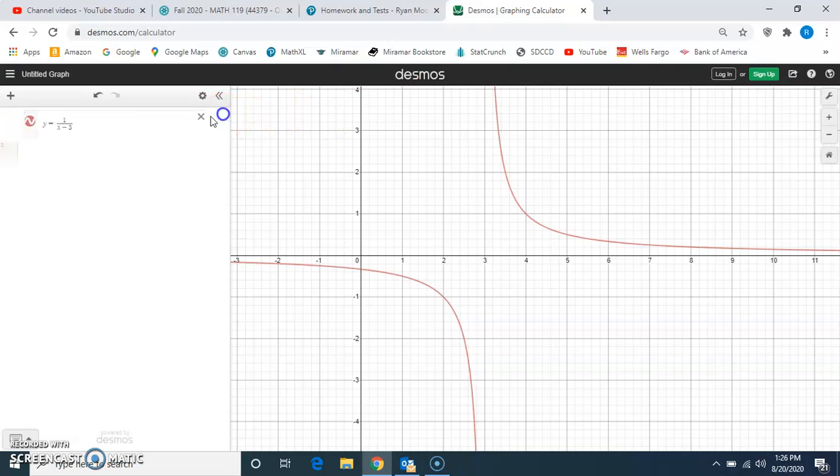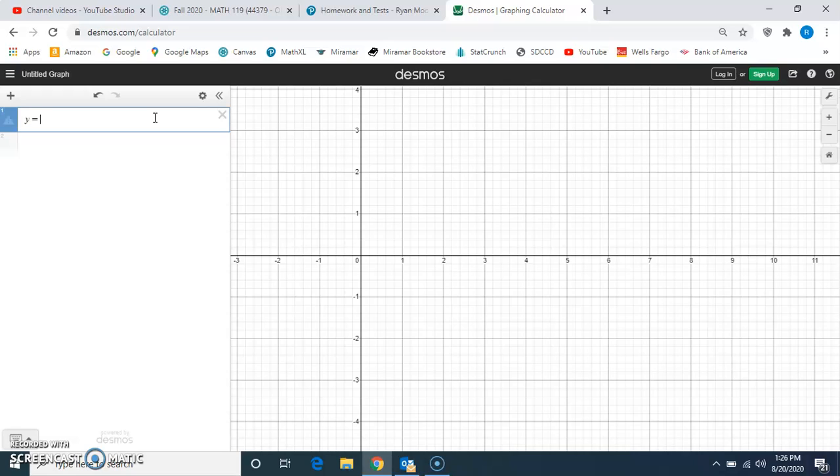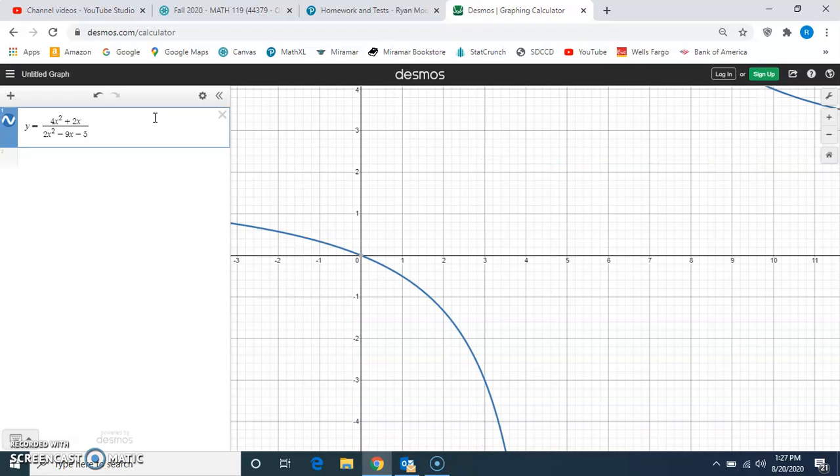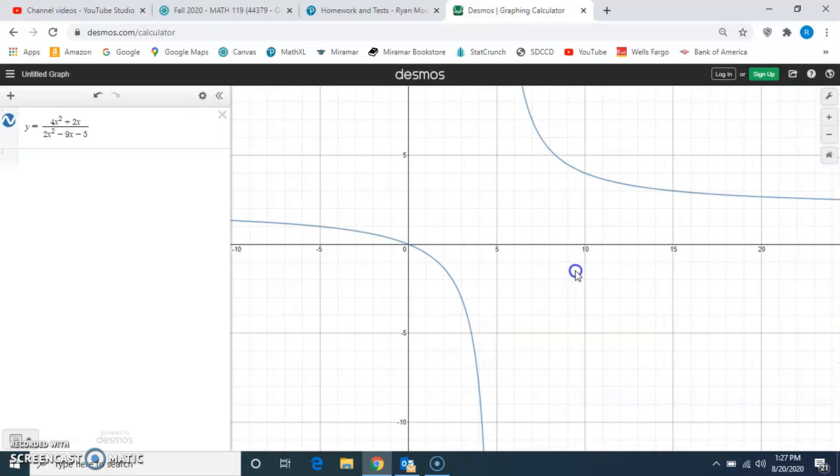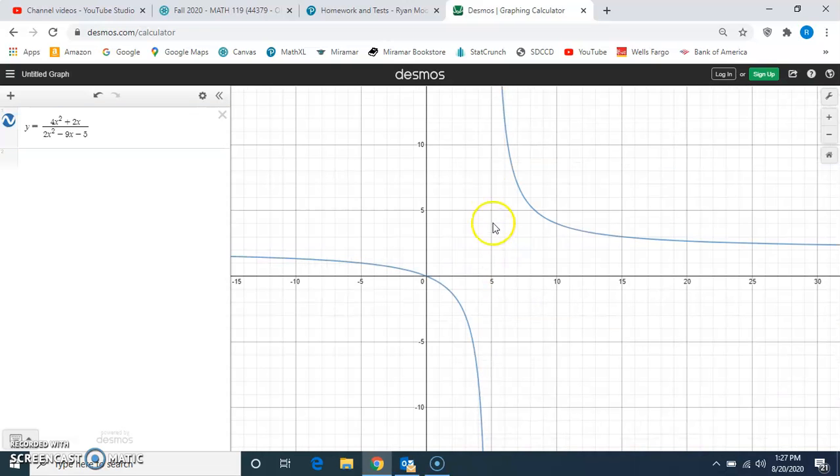We also did a harder version. We did 4x squared plus 2x over x squared minus 9x minus 5. We see, okay, yep, there's another vertical asymptote. This time it's happening at 5. We were looking as x approaches 5 from the left, on this side, and yep, it's going down to negative infinity. Of course, we did it with a table.